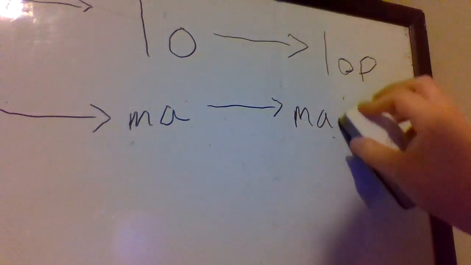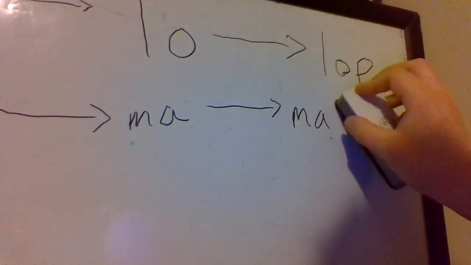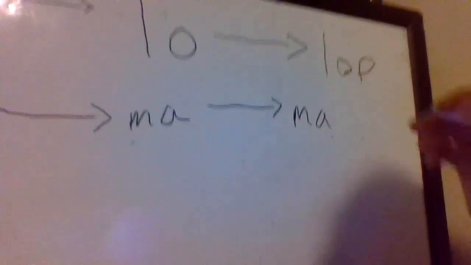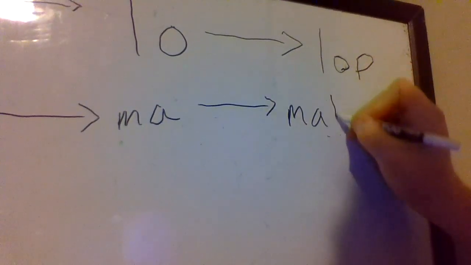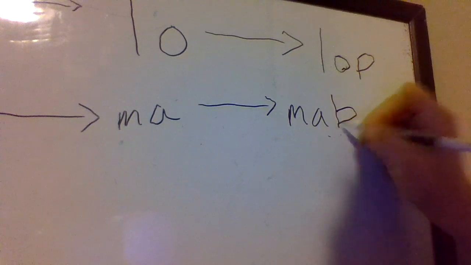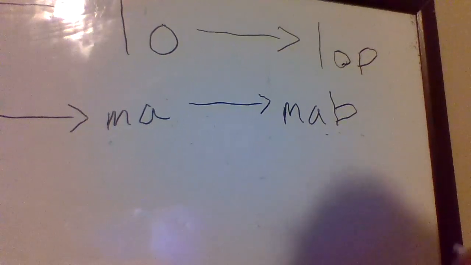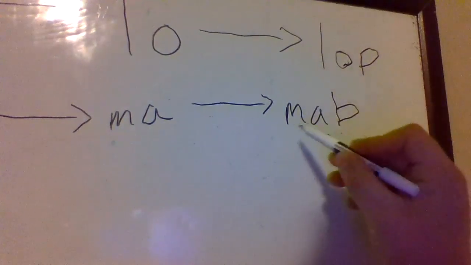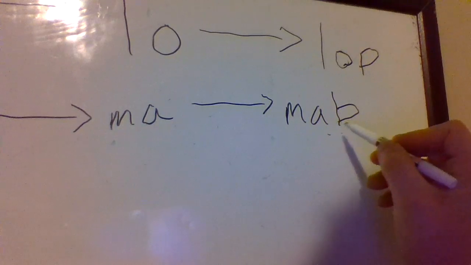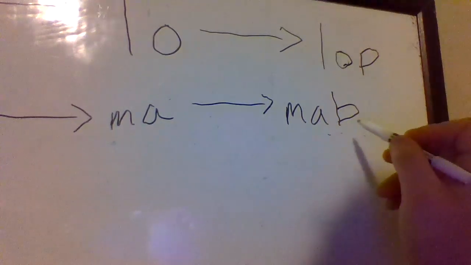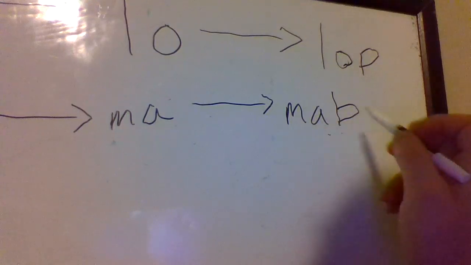Now we're going to make a nonsense word and add a B. And remember, a nonsense word is not a word, but if you know the rules, you can say it. M-A-B, Mab.